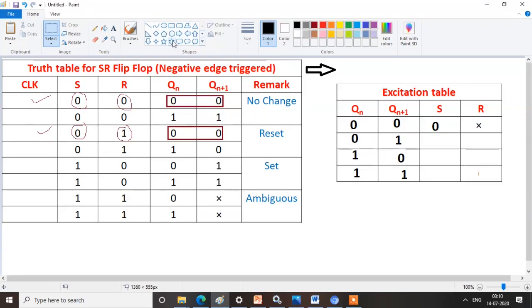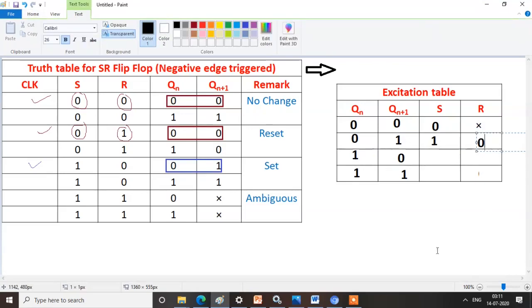So let's try to highlight those rows. Present state is 0 and next state is 1. So see here, does any other row of this truth table have present state 0 and next state 1? No, right? Now observe this row. What does this row say? If present state of SR latch is 0, you will get next state of SR latch as 1 when S is 1 and R is 0. So let's represent this information in this excitation table. So S should be 1 and R should be 0.